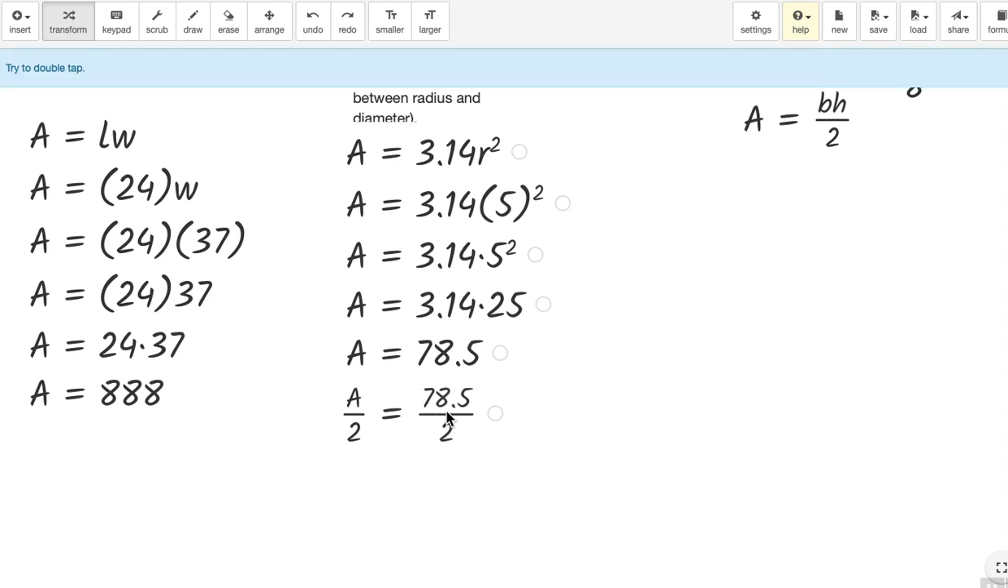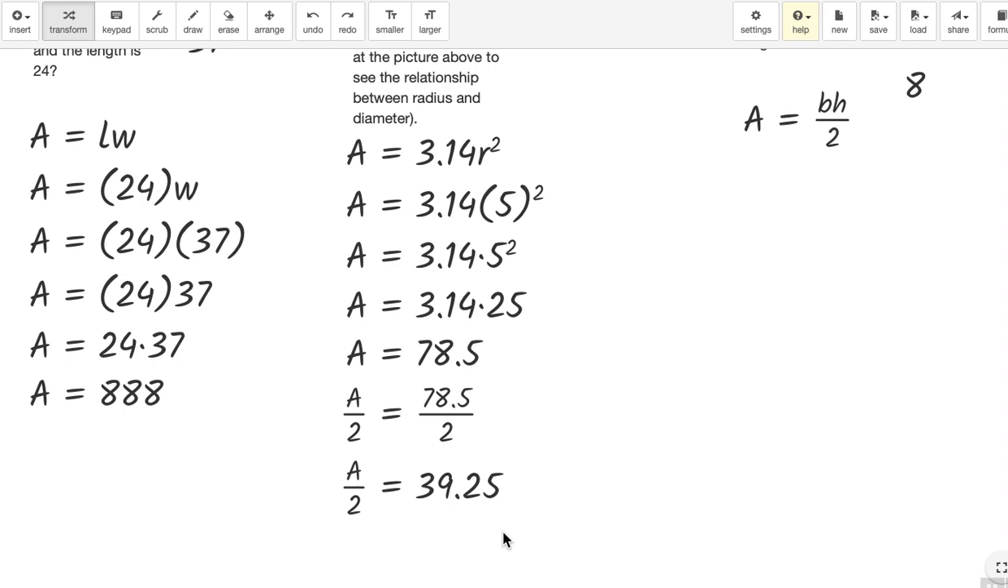I had to double click on the fraction bar. So there we go. The area of a half circle is 39.25. And we can kind of see that, A over 2, because A is the area of a whole circle. A over 2 would be A divided into two parts. So 39.25 is the area of a half circle.